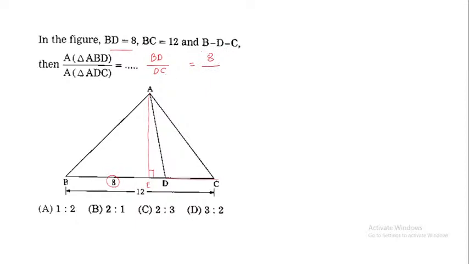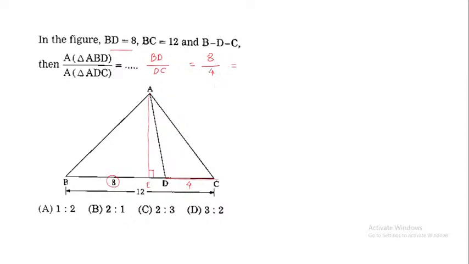Now DC is not given. So here the length DC is there, but we can find DC as BC is given to be 12 and BD is given to be 8. So if we subtract 8 from 12, that is BD from BC, we get DC. So 12 minus 8, that should be 4 here. So the length of DC is 4.